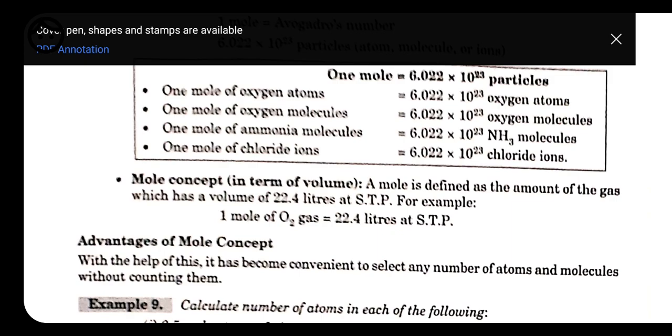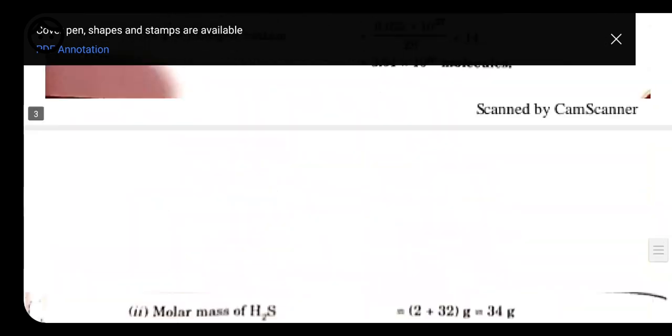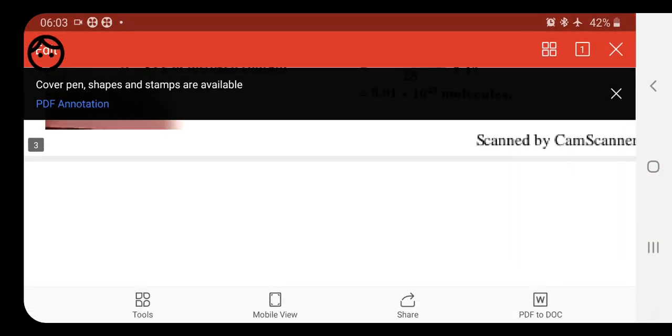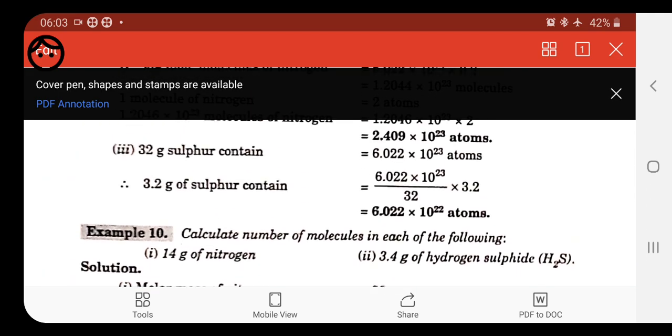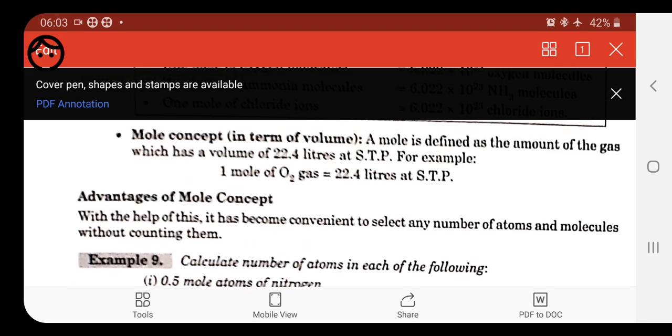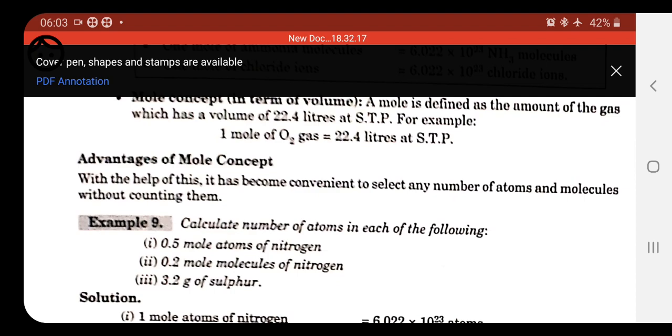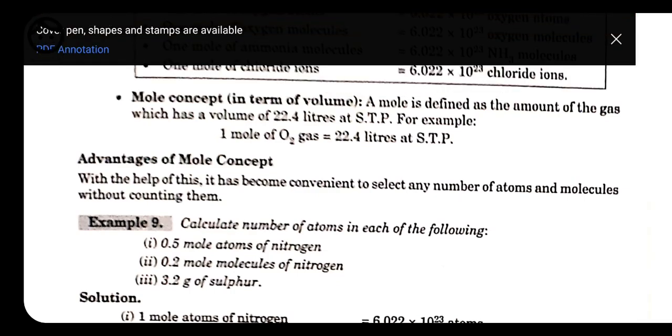On the basis of this mole concept, we have a few numericals that we also have to do. First I will tell you one numerical. See what is given in the question: calculate the number of atoms in each of the following. You have to calculate the number of atoms.